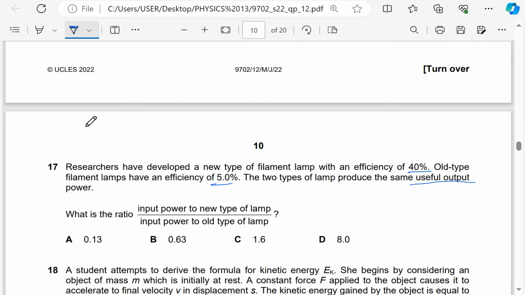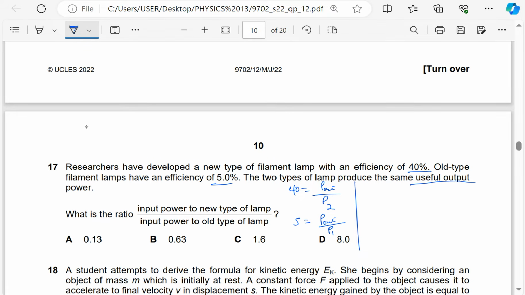So we know that efficiency is equal to the useful output power over the input power. The output is the same. So when the efficiency is 40, the output I will call P out, the input I will call P2 for the new lamp. Then for the first one, the efficiency is 5. The output, remember, is the same, I'll just say P out. The input is P1.